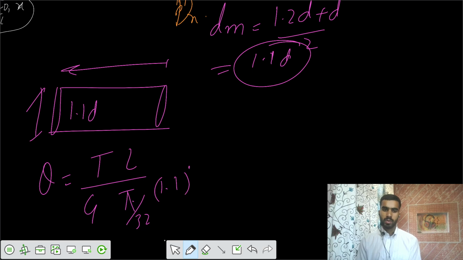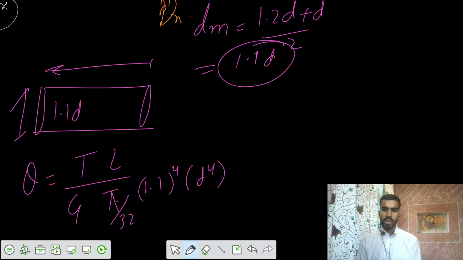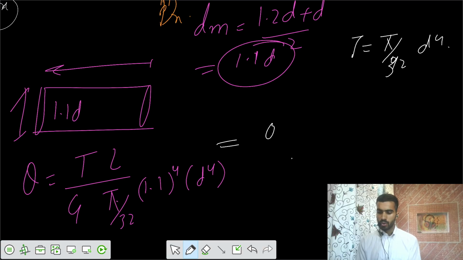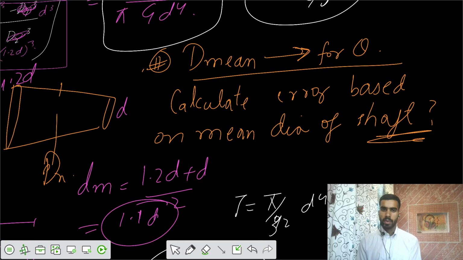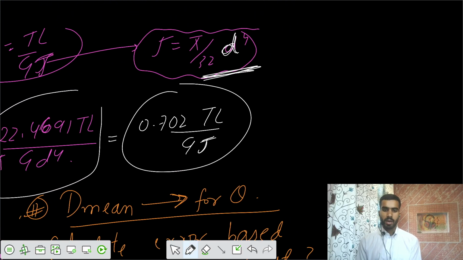So if I use that value of j, the initial value of j, we have j equals pi by 32 d to the power 4. If I use that, I would get a value of 0.683 TL by Gj. So I got this value of 0.683 times TL by Gj. And initially, based on the actual method of integration, I had 0.702.